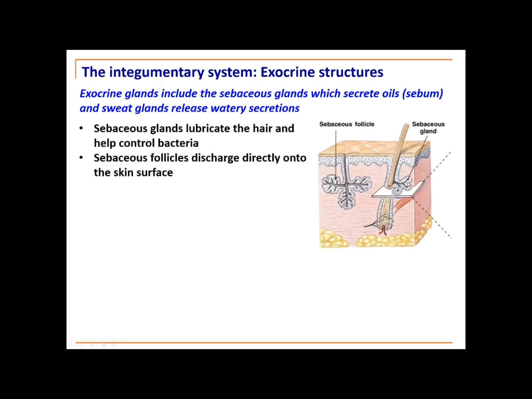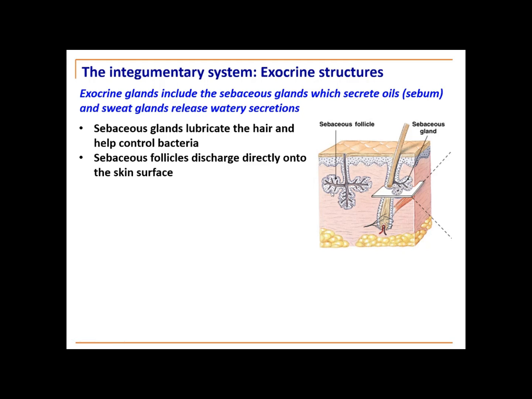If we have a little look at this, you can see the sebaceous glands present here, and you've also got them present along with the hairs themselves. And there's your arrector pili, just so you remember what it is, and your root plexus, which is your nerves, which are detecting sensation of movement of the hair. So the sebaceous glands lubricate the hair and help to control bacteria. And the sebaceous follicles, here's your sebaceous follicles, they discharge directly onto the skin surface.